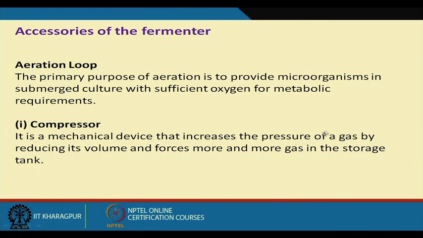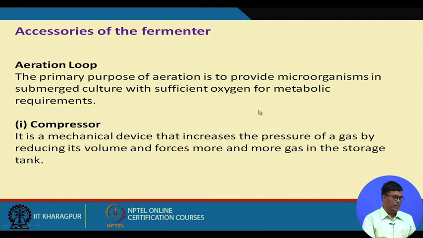Now let me discuss the accessories of the fermenter, which are very much required. The aeration loops: the primary purpose of aeration is to provide the microorganism in submerged culture with sufficient oxygen for metabolic requirement, because this oxygen is supplied with the help of a compressor.